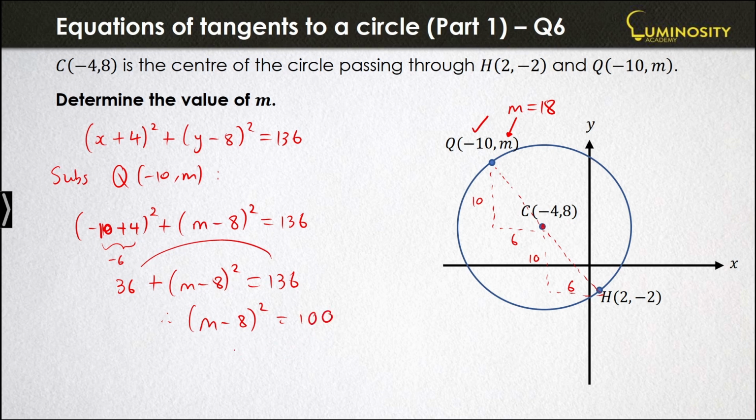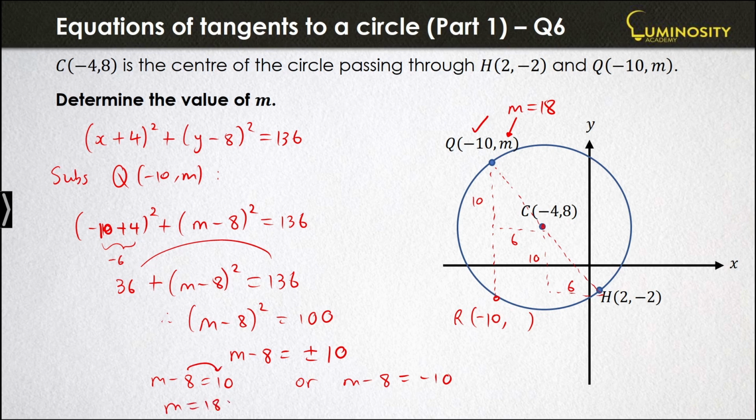So now if I square root both sides, I'm going to get m - 8 equals plus or minus the square root of 100, which is 10. So algebraically, it makes sense that there are two solutions, because you can also get another point here, let's call it R, which still has x as -10, but now there's another value here. Depending on the value, it'll be a plus or minus. So if we have m - 8 equals positive 10, or m - 8 equals negative 10, then if I add 8, I'm going to get m equals 18, which is what we found our answer to be. Or you can have m equals -2.